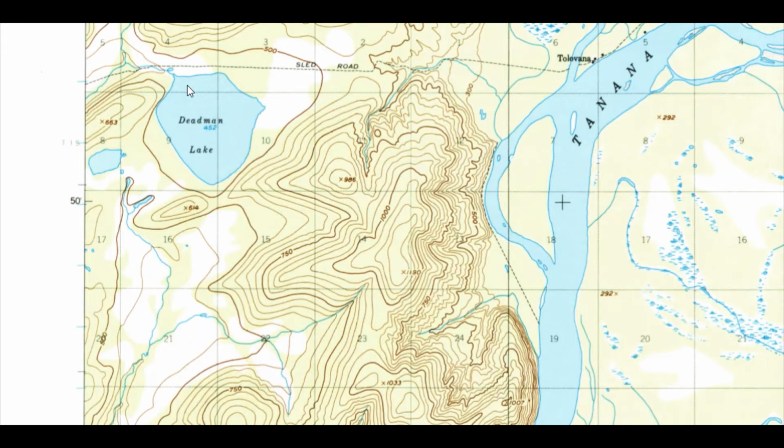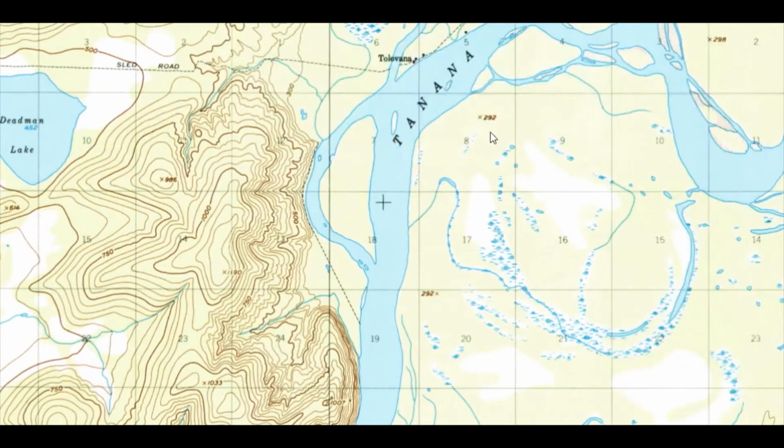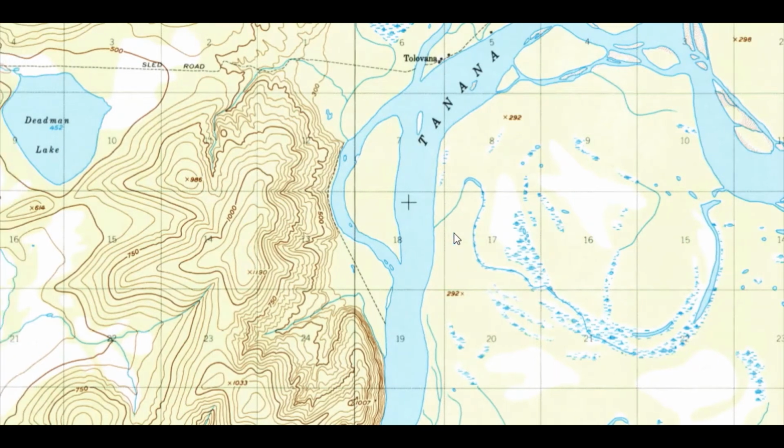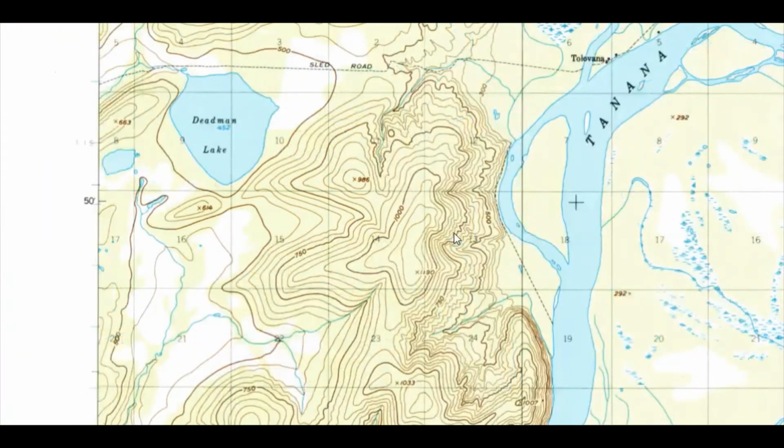You can see a bunch of different types of water features here. We have a lake, Dead Man Lake. We have the Tatana River. All right, but you can also see over here to the right-hand side that we have a marshland. Okay, so we can portray water features like that as well.